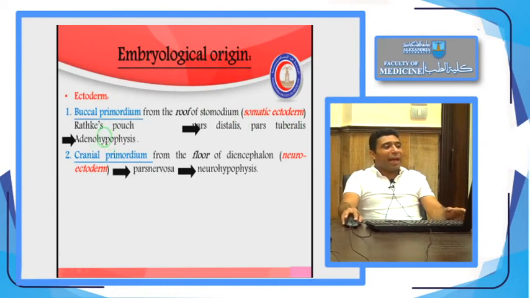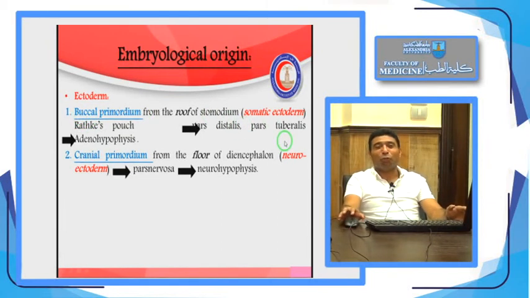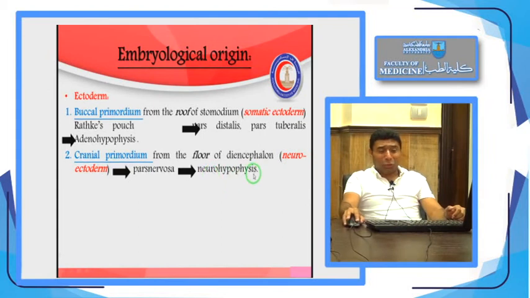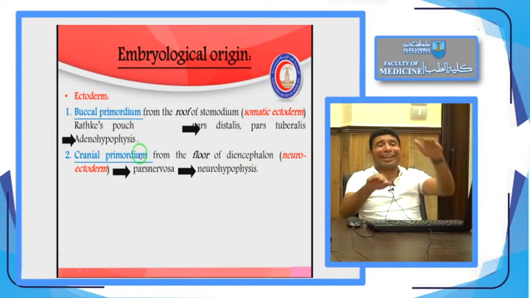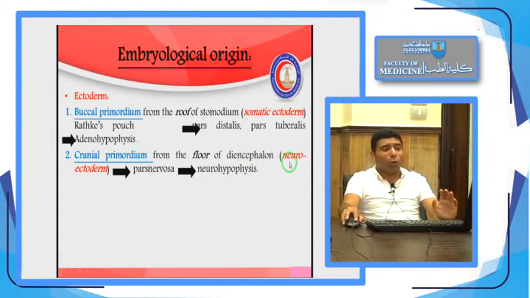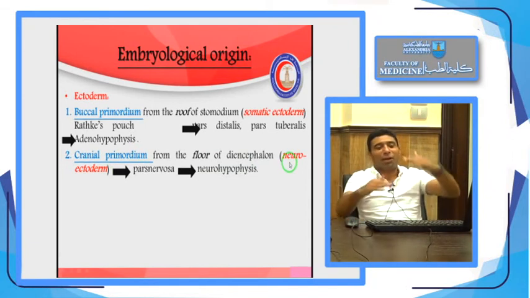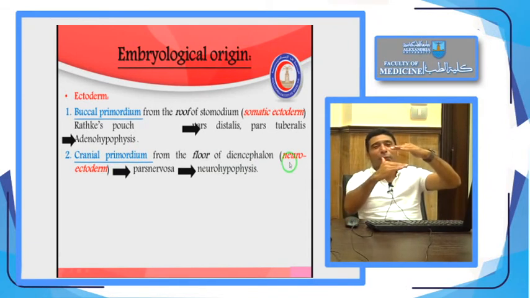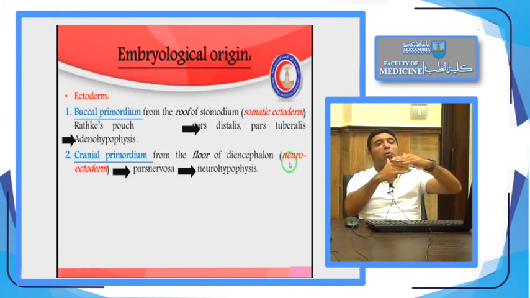The adenohypophysis, or the anterior pituitary, comes from what's called the buccal primordium, or somatic ectoderm, the roof of the mouth. What about the neurohypophysis? It is coming from the cranial primordium, or neuroectoderm. How? Like this. The anterior pituitary will come from the roof of the mouth, and the posterior pituitary will come from the floor of the brain.